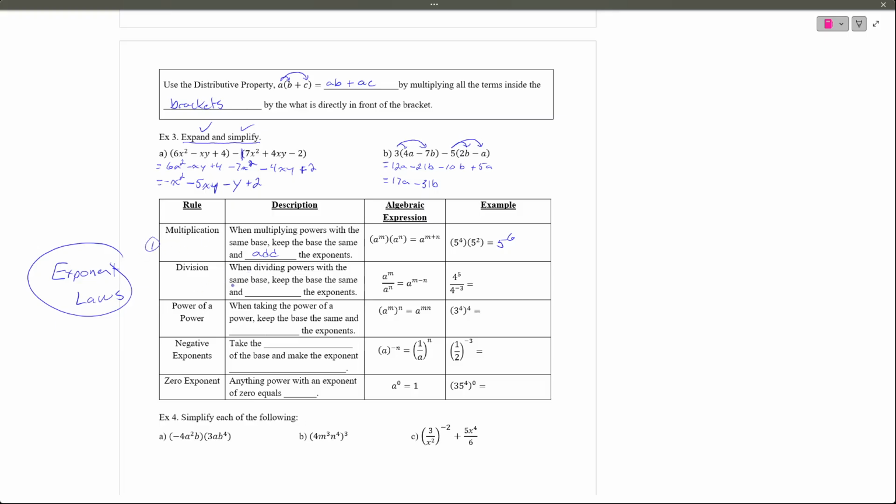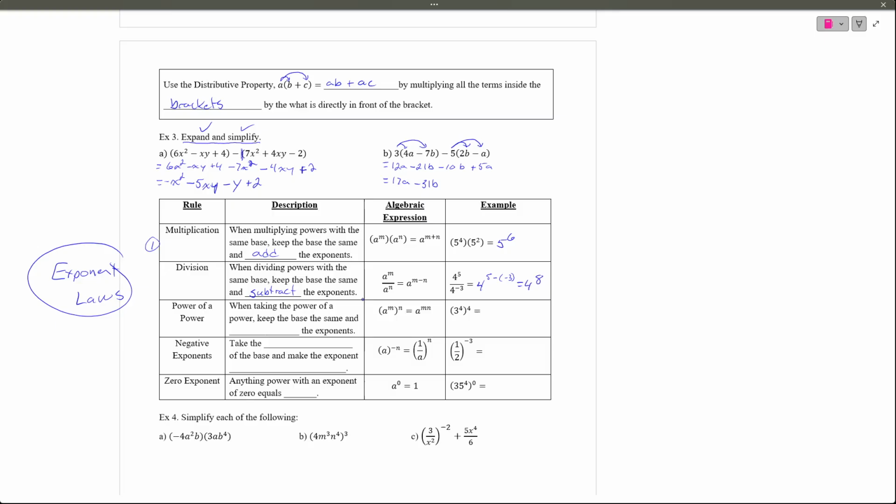Okay. Now we have division. Division is the opposite. So if we are dividing powers with the same base, then we're going to keep the same base and we're going to subtract the exponents. So multiplying we add, and dividing we subtract. So a to the power of m divided by a to the power of n is just a to the power of m minus n. So here we have 4 to the power of 5, so we're going to keep the same base. And now we have 5 minus negative 3. So that becomes 4 to the power of 8.